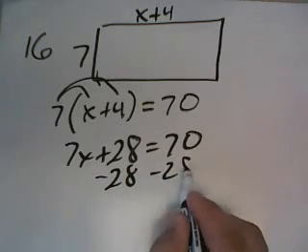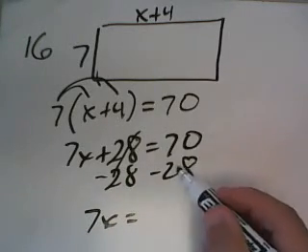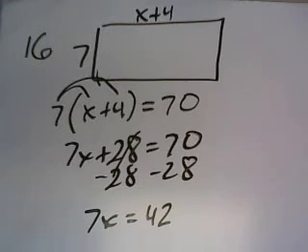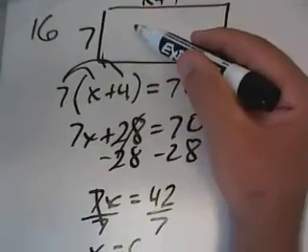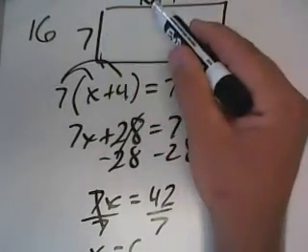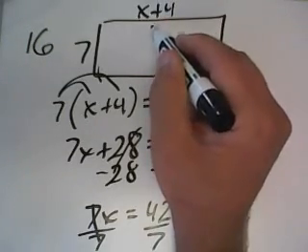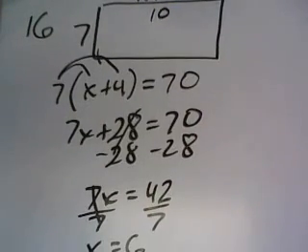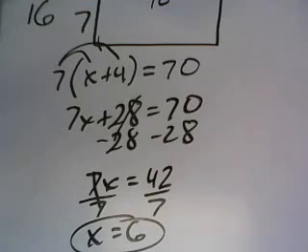I'm going to start by subtracting 28 from both sides. So on the left side, we'd have 7x. And then, let's see, 70 minus 28, I believe, is 42. Then I'm going to divide everything by 7 because that undoes multiplying by 7. So we'd have x equals 42 divided by 7, which is 6. Which means the dimensions of the rectangle are 7 by x plus 4. If x is 6, that's 6 plus 4, which is a 7 by 10 rectangle. But I believe all we had to do there was find out what x is, and here x is 6.